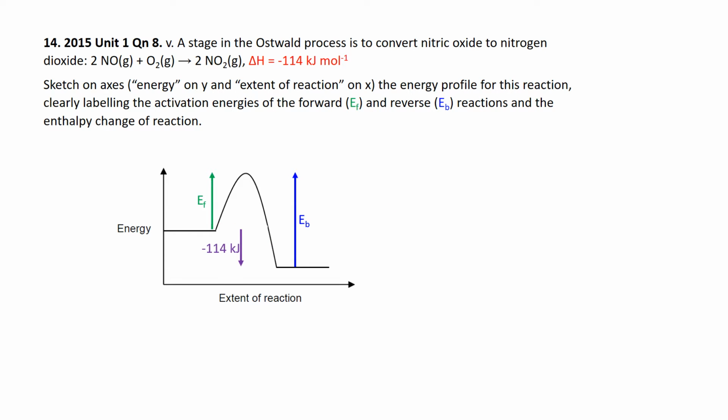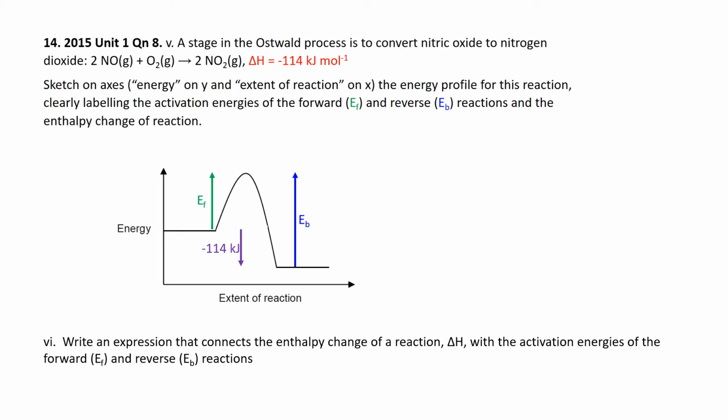And the reason why they wanted this was so they could ask this question here: what's the enthalpy change of the reaction, delta H, in terms of the activation energies? Well, here we just apply Hess's law. We can go from the reactants to the products, down this direction, so that's minus 114, or we can go in this direction, as I will draw right there. So if we go directly, minus 114. If we go indirectly, we have to go up the EF and down the EB, or in other words, EF minus EB. Just a very straightforward application of Hess's law.